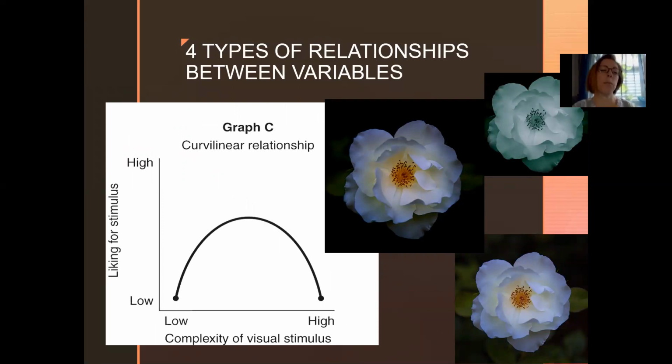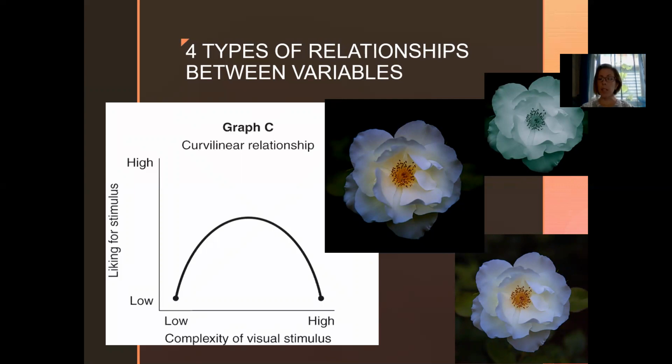For graph C, I'm using an example from my stepfather's art. He sells images on greeting cards, and there you can see that there's been a little bit of modeling or editing done to the pictures on the screen of that white flower. The one on the lowest part of the screen is the original. That is the original image.